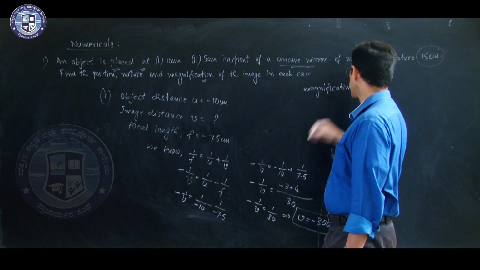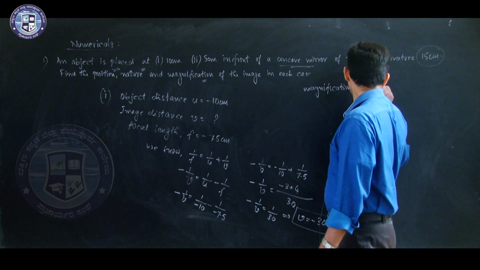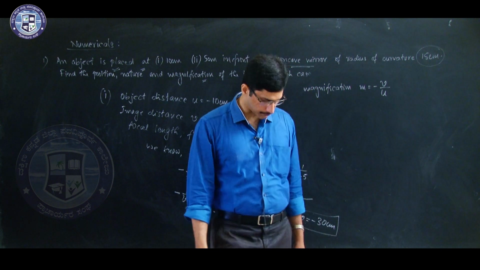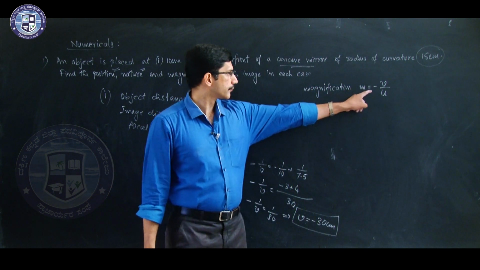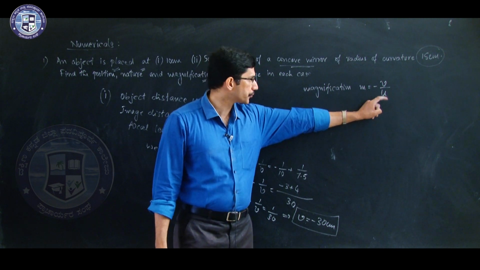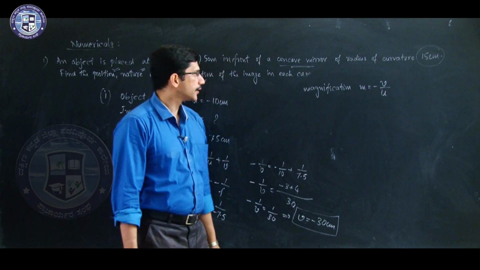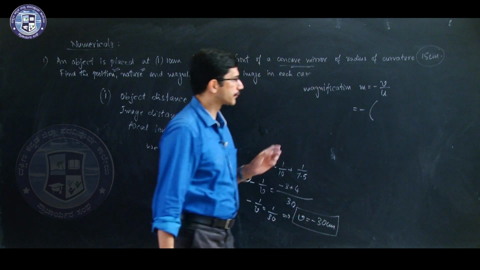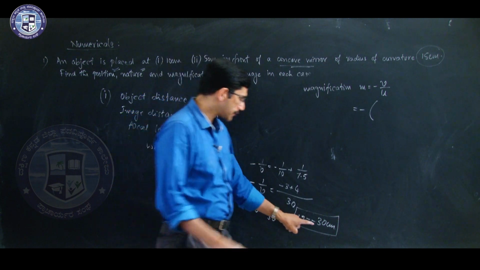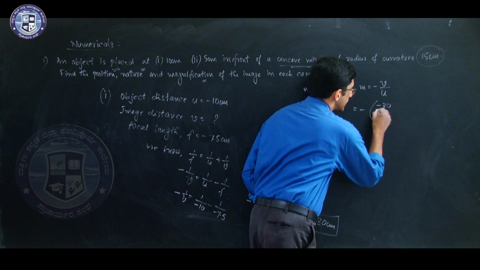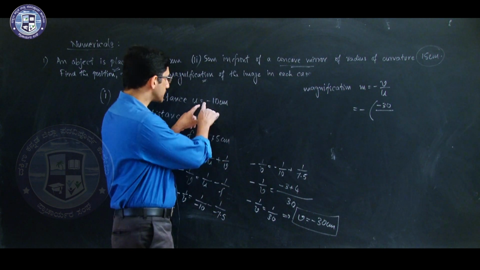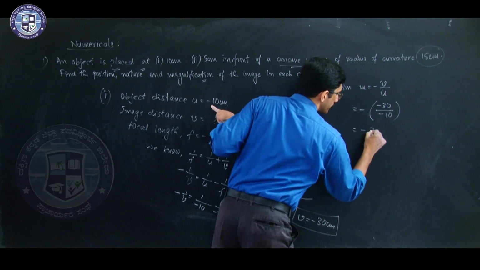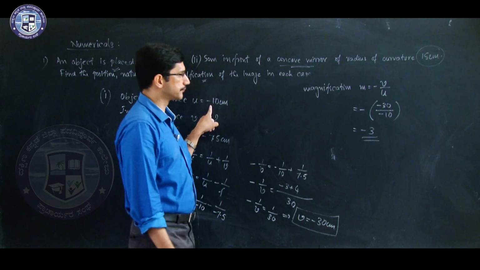You know the expression for the magnification. Magnification is equal to minus V by U. Once again, you need to apply the formula. M is equal to minus V by U, and you need to apply the sign convention also. So, it is minus of V, the image distance is minus 30 divided by the object distance is minus 10. So, the magnification is minus 3.